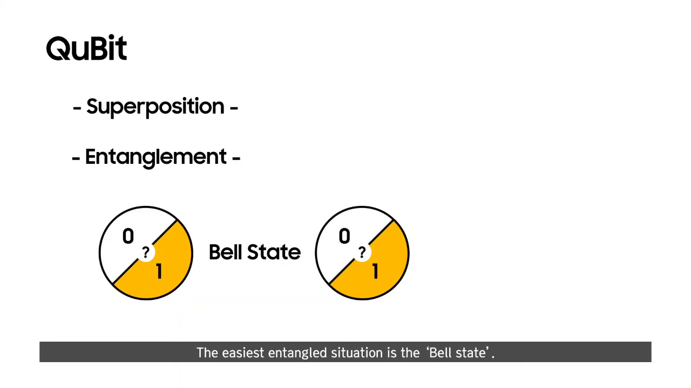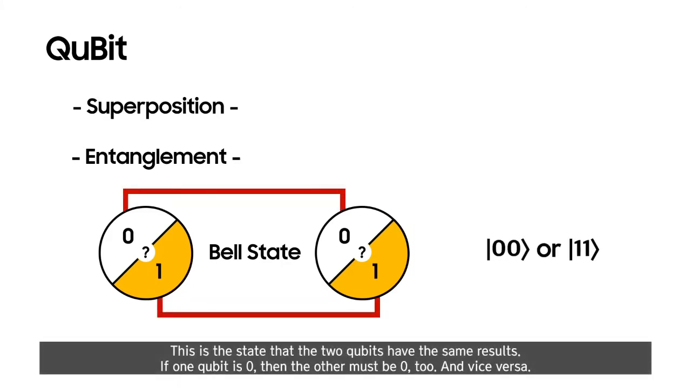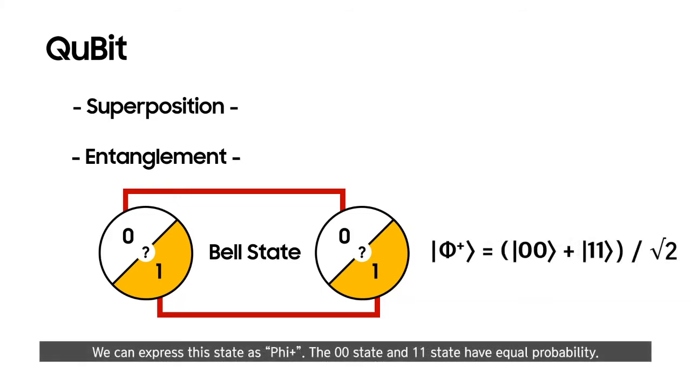The easiest entangled situation is the Bell state. This is the state that the 2 qubits have the same results. If 1 qubit is 0, then the other qubit must be 0 too, and vice versa. We can express this state as phi plus. The 0,0 state and 1,1 state have equal probability.